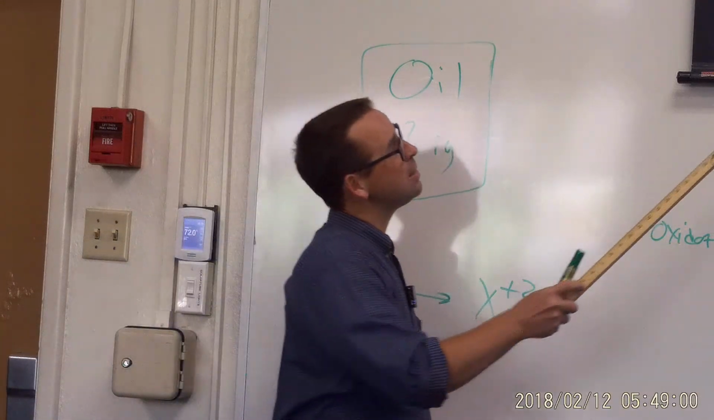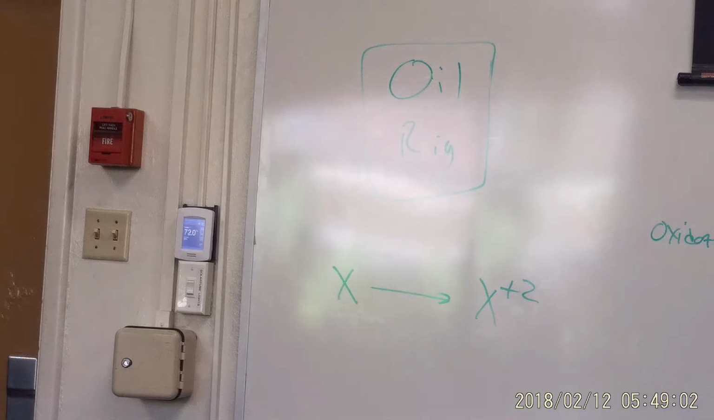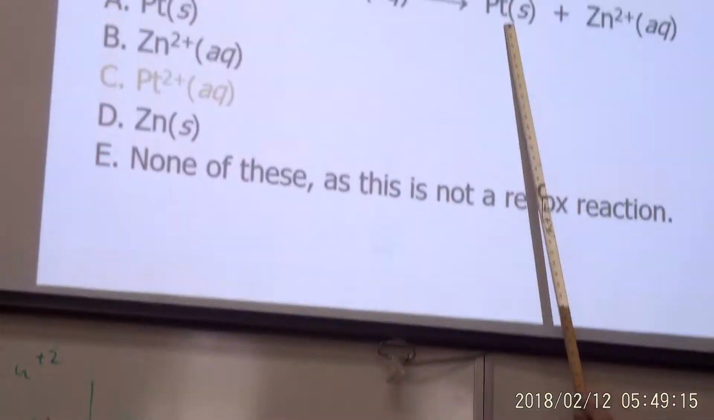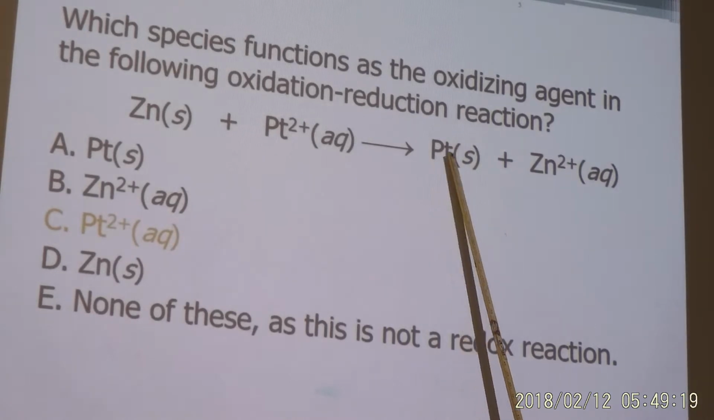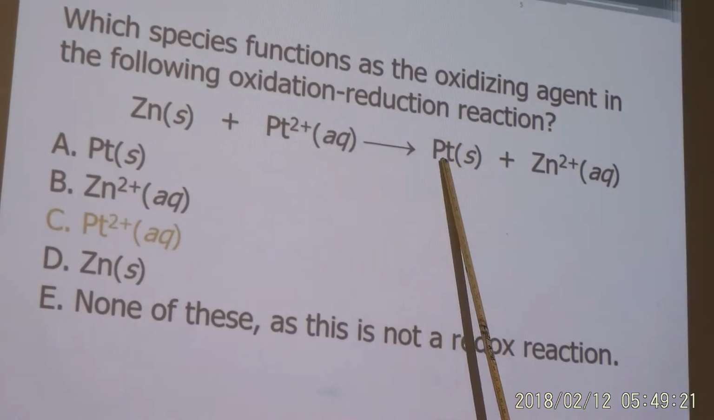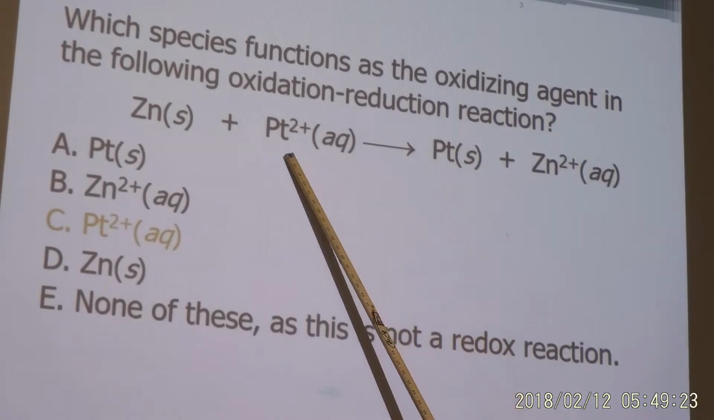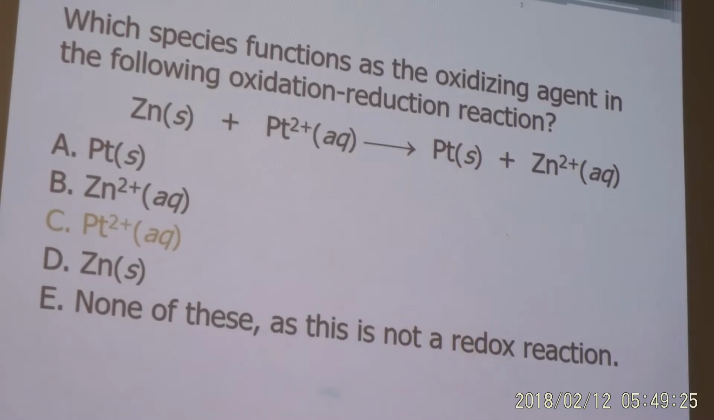So that means that zinc was what here? Oxidized or reduced? Oxidized. Are we all confident there? And then the platinum here, it went from a plus 2 to this. What's the charge on this thing? There's no charge here, is there? It's by itself, that's it. So this is a plus 2, and now it's 0.